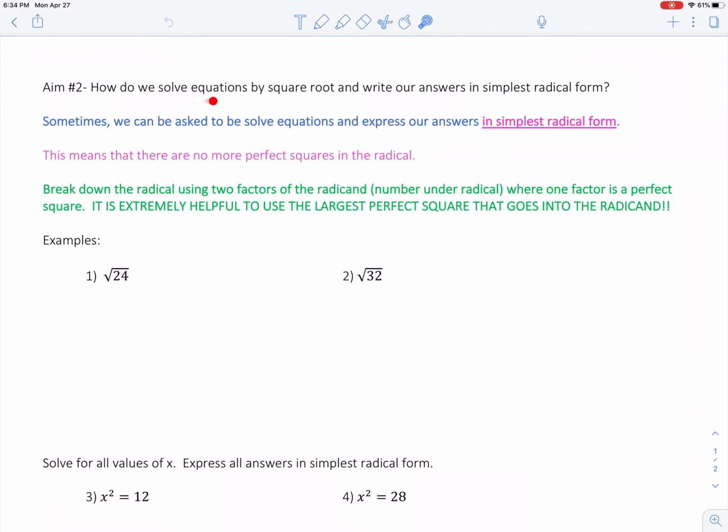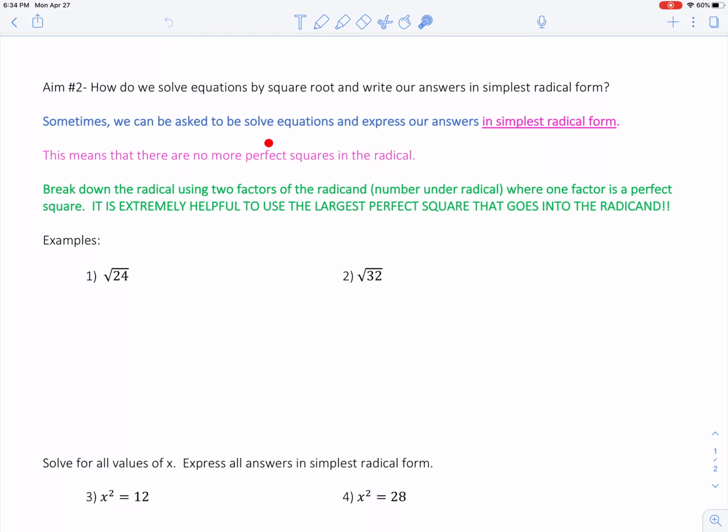How do we solve equations by square roots? That's what we did yesterday, and write our answers in simplest radical form. So today we're going to talk about simplest radical form, which is going to be extremely important for the rest of this topic. It's going to be important in next year's course, whether you're in geometry or Algebra 2 and forever on. So this is going to be very important.